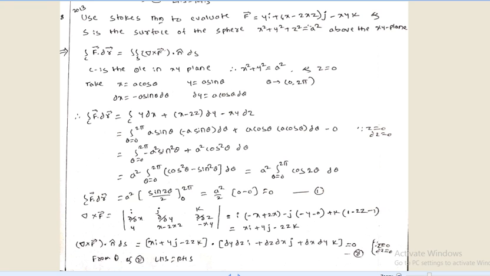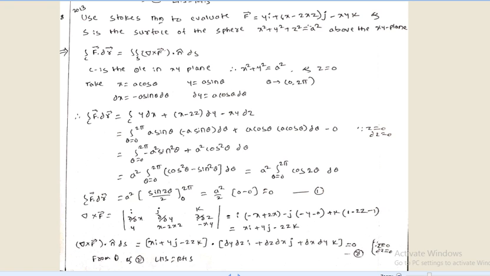When C is a circle, our x square plus y square plus z square becomes x square plus y square equal to a square, because z is equal to 0. Now use the parametric equation of the circle as x equal to a cos theta, y equal to a sin theta, and differentiate x and y, which gives dx is minus a sin theta d theta, dy as a cos theta d theta, and here theta varies from 0 to 2 pi in the circle.